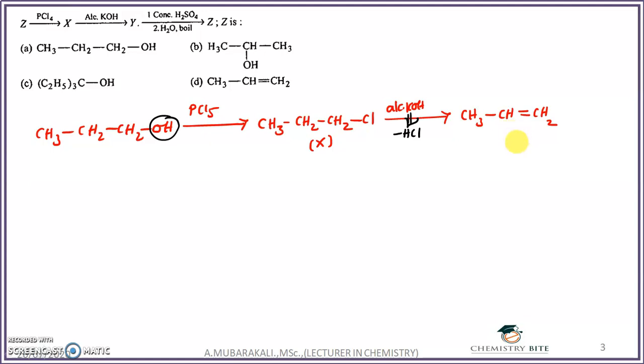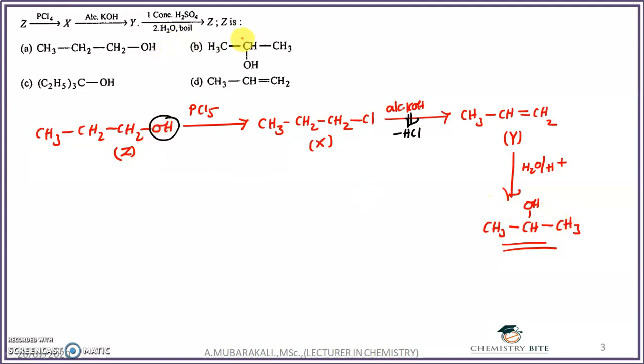Okay, so this is Y. To this, if I am adding concentrated H2SO4 and boiling the water, it's just like adding water in the presence of H plus. So what will I get? I will have to add the water according to the Markovnikov rule. That means OH I have to add to the carbon atom with less hydrogens, and H I have to add to the carbon with more hydrogens. So I got this, but here you can see I didn't get back.